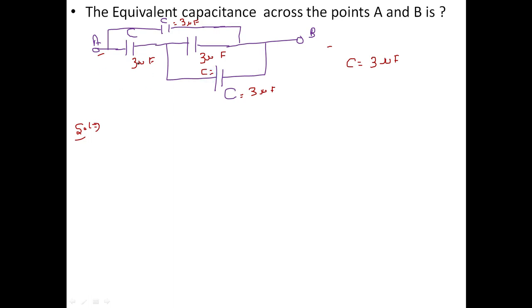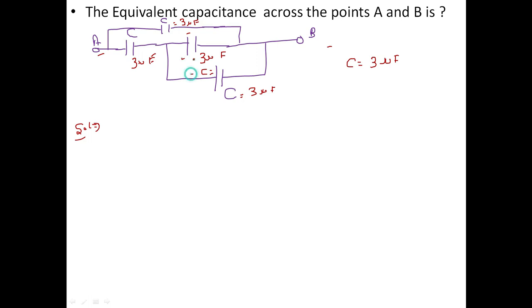Now, in parallel we add capacitors, but in series we take the parallel form, so it is opposite of resistance. Capacitors behave opposite of resistance. In series we take the parallel form, or in parallel we add, so it is opposite of a resistor. So here this 3 microfarad, this 3 microfarad. How can we calculate it?